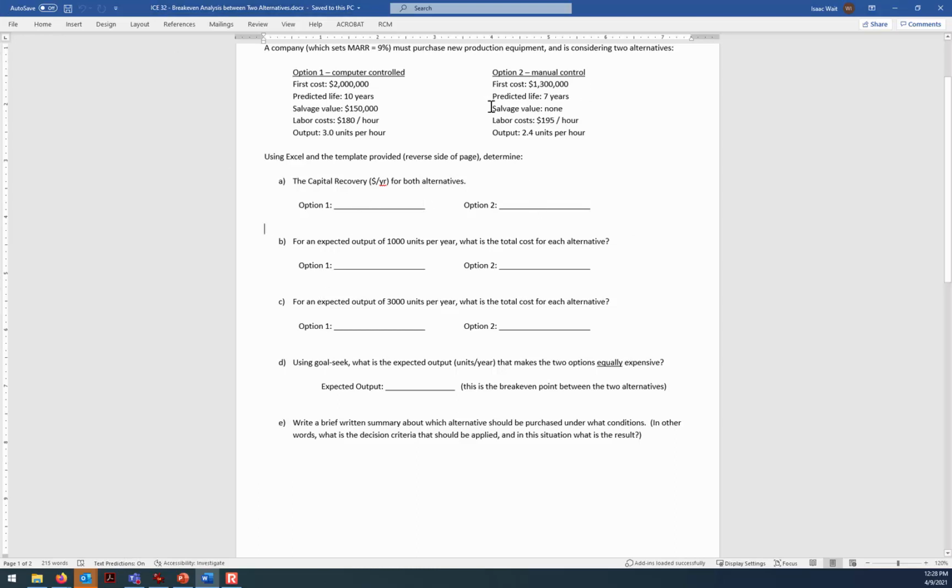Now there's no salvage value for option 2, so that just means the future value amount in the payment function for option 2 is just 0. All right, so Part A, calculate the capital recovery.